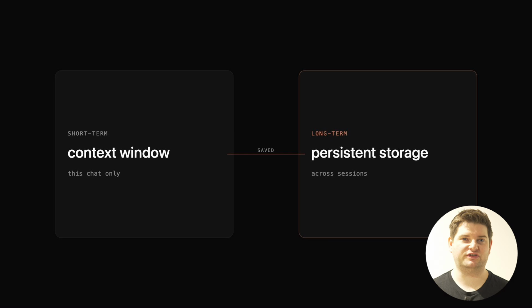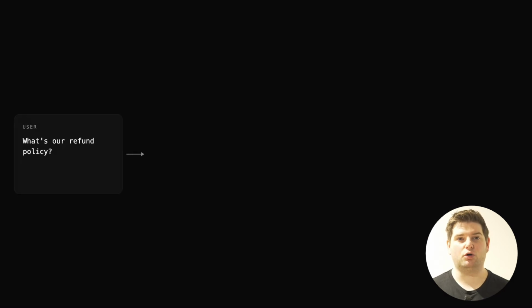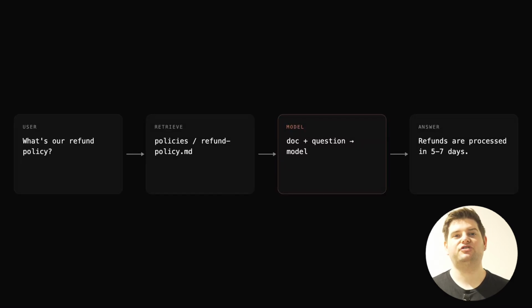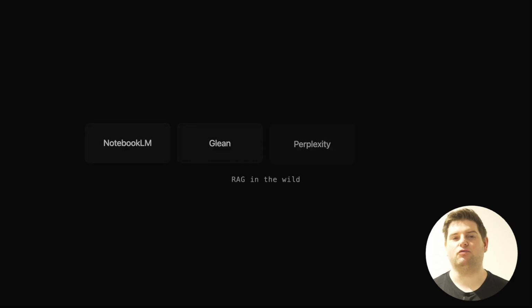RAG, retrieval augmented generation, the single most used technique in production AI right now. Before the model answers your question, a system goes and retrieves relevant documents and stuffs them into the context window. So when you ask, what's our refund policy? Behind the scenes, it pulls the policy document, hands it to the model, and the model answers from that. Every chat with your documentation product is RAG. Most long-term memory features are basically RAG too.